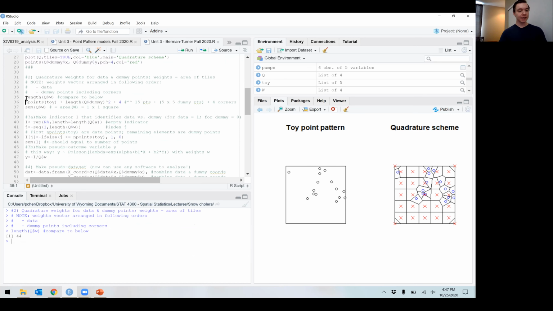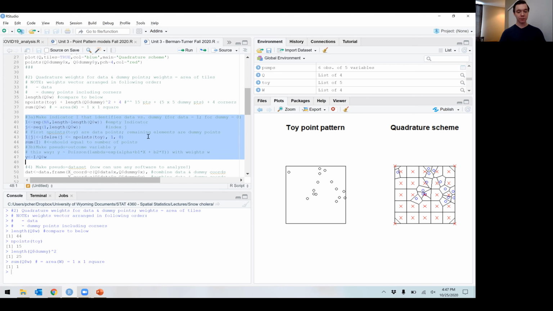Prove to ourselves why I have 44 quadrature weights. Well, I have 15 data points. I had a 5 by 5 set of dummies, so this gives me 25 interior points, and this 4 is hard-coded because there are 4 corner points. The sum of my quadrature weights is 1. Of course, if I take the area of each tile and add them all up, I get the area of the observation window, which is 1.